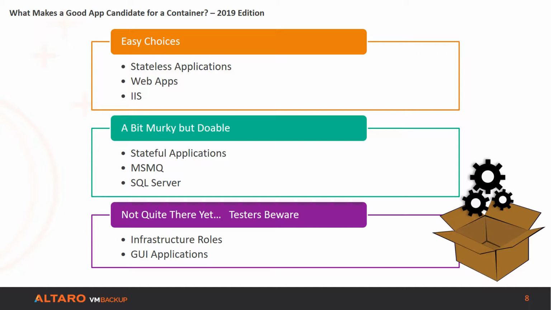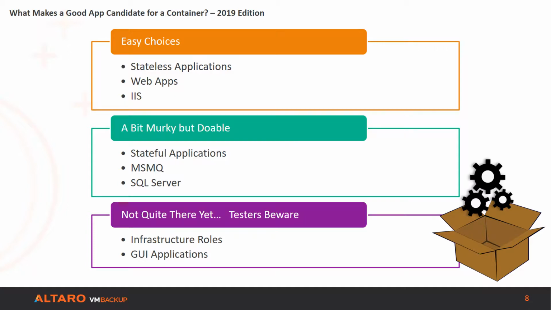like Active Directory and DNS. You're not going to run those kinds of things inside of a container. It's just not a valid use case. GUI applications: containers are designed to be headless. You're not going to run anything that requires a GUI inside of a container. So that's just not quite there yet. That's just some information for you to get started on what to choose first when you're looking at candidates for containerization.